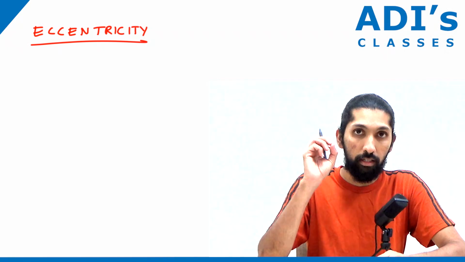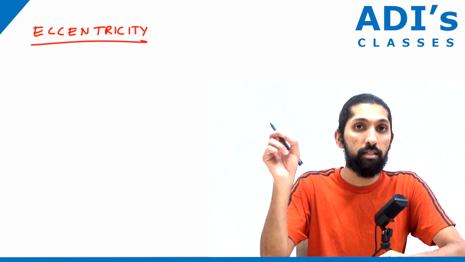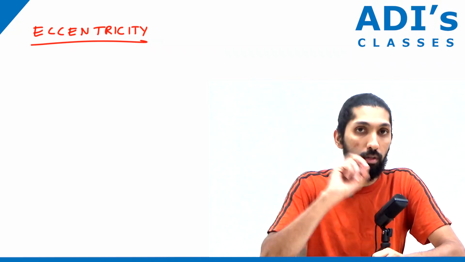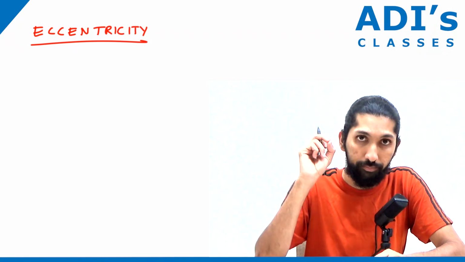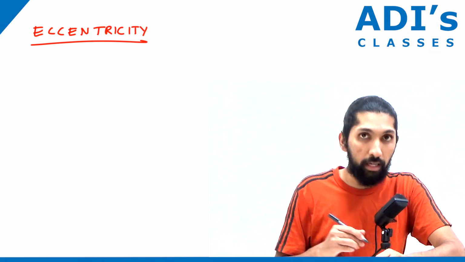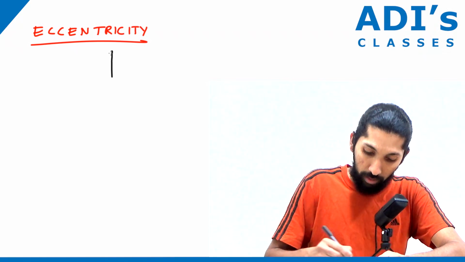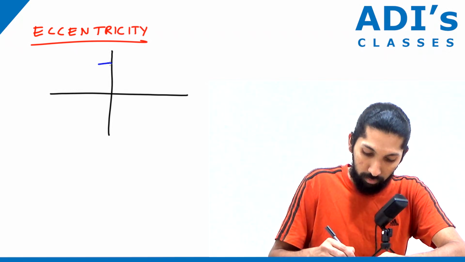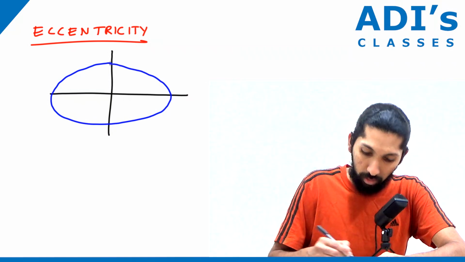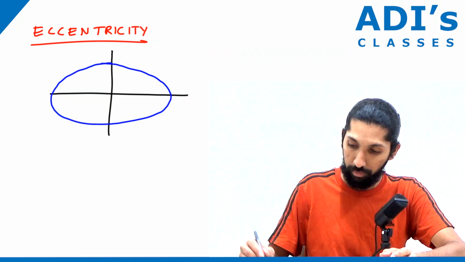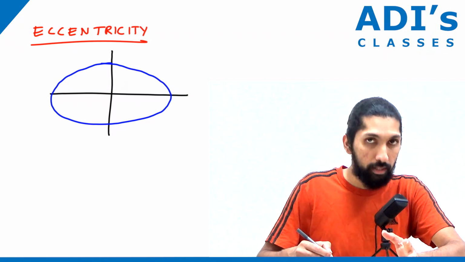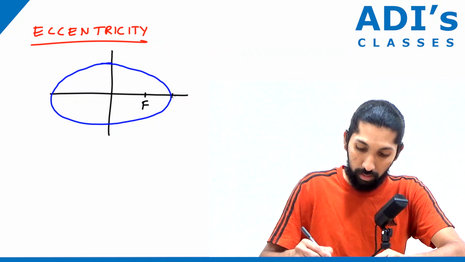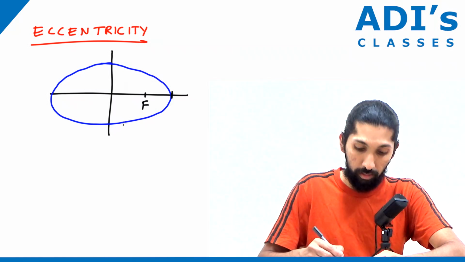See, eccentricity is the ratio of the distance of the focus to the vertex distance from the center. In the sense, for an ellipse, you have the x-axis, y-axis like this, and you're going to have an ellipse. Assume the ellipse looks something like this. This is the focus F, this is one of the vertices, and you can call this the center.